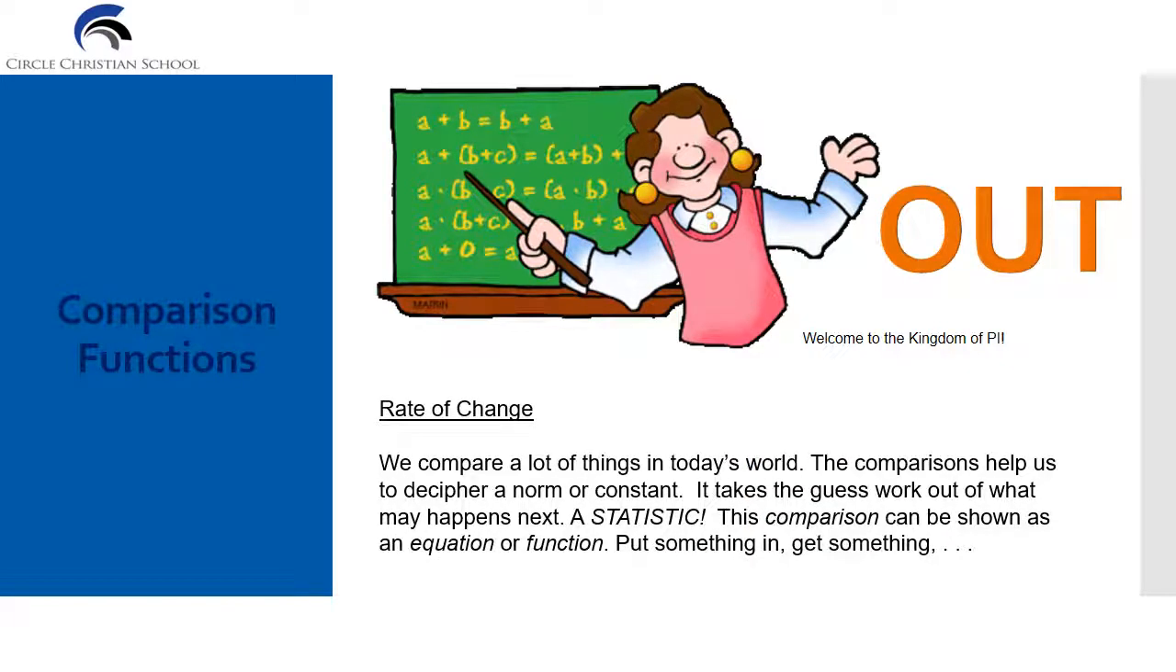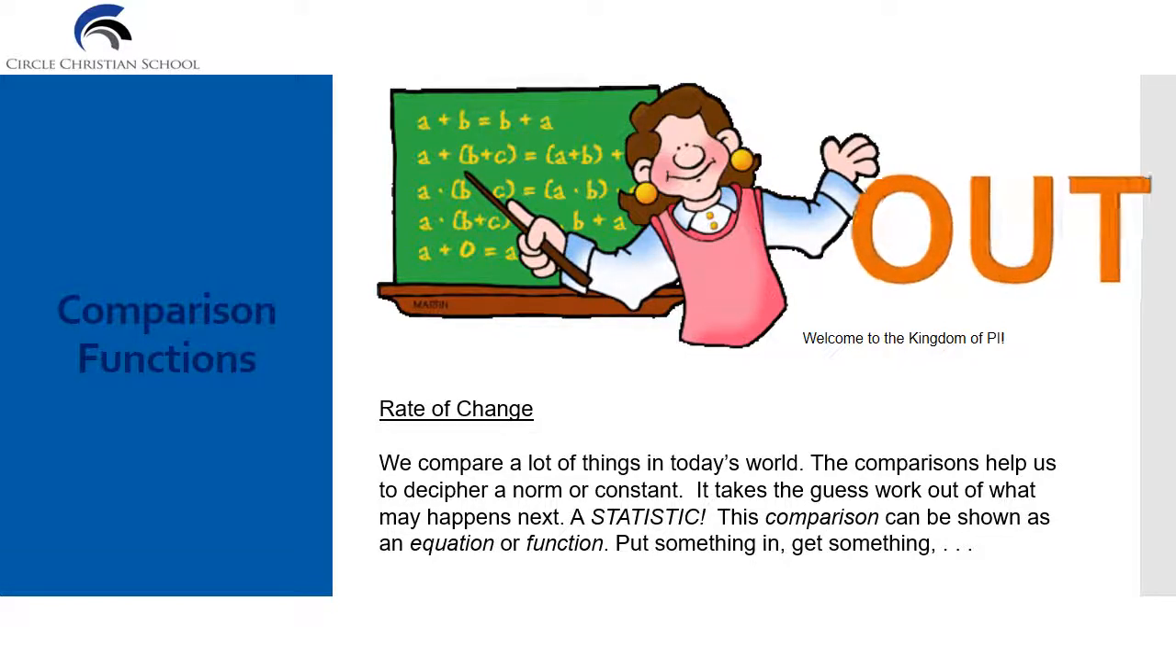Comparison functions, rate of change. All right, these kinds of functions are total basic linear functions. We compare a lot of things in today's world. The comparisons help us to decipher a norm or a constant. It takes the guesswork out of what may happen next. That is a statistic. This comparison can be shown as an equation or a function. Put something in, get something out.